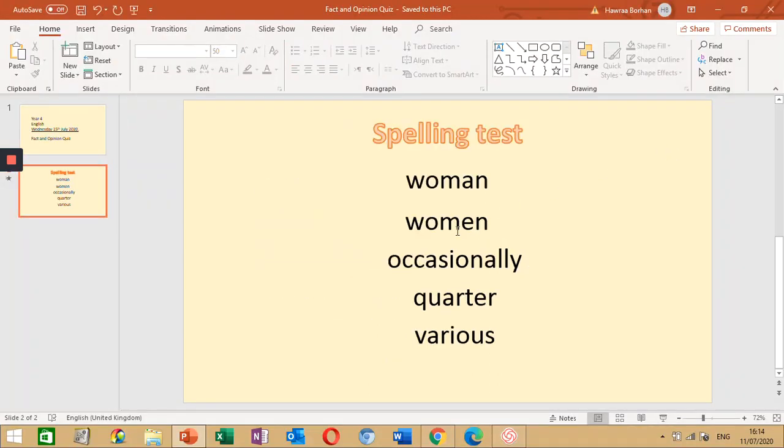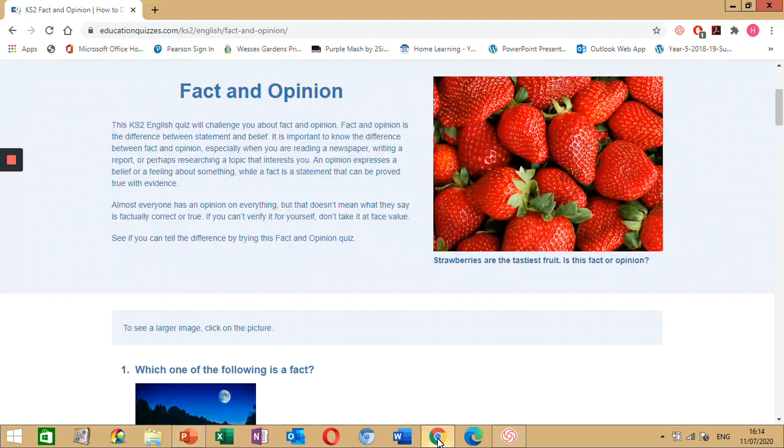Now we're going to be going through our quiz. So fact and opinion is the difference between statement, so the fact is a statement, and belief, so that is the opinion. It is important to know the difference between fact and opinion, especially when you are writing and reading a newspaper, writing a report, or perhaps researching a topic that interests you. So when we were researching our topic on bees, what did we include? Facts or opinions? We included facts, well done, because it was an information text.